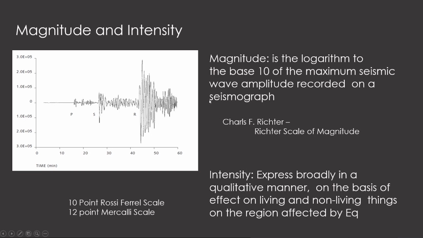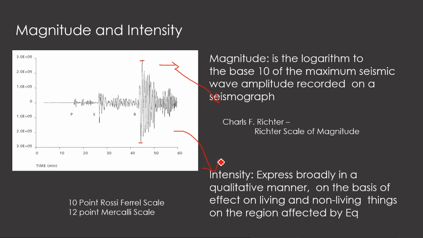Magnitude is calculated based on the maximum amplitude. If you see on the screen, this is the maximum amplitude. If you take the logarithm of this amplitude to base 10, we get a number that represents the magnitude of that earthquake. As this earthquake travels to different locations, depending on how far it goes from the epicenter, the intensity reduces.